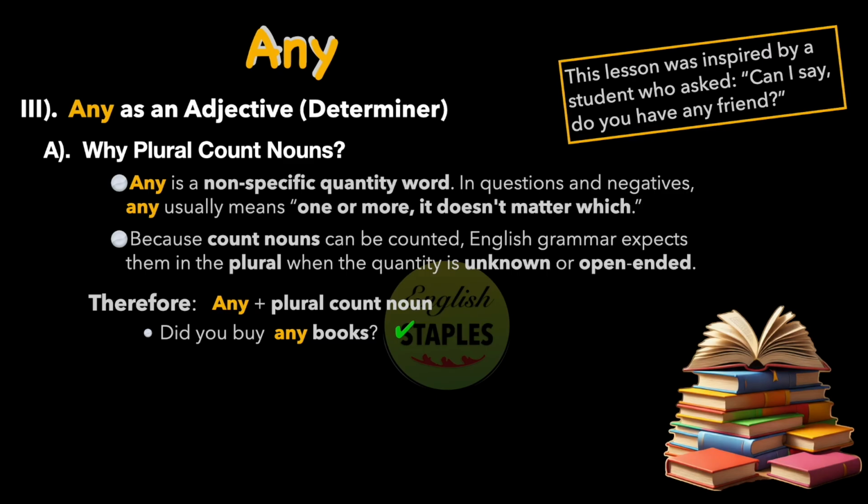Did you buy any books? Right? So we have any and the plural count noun books. Do you see that? That's what this note is saying. When you use unknown quantity, any, you have to use the plural noun that follows. Any books. Do you have any friends? This answers the student's question. Do you have any friends? Has to be friends, not friend.